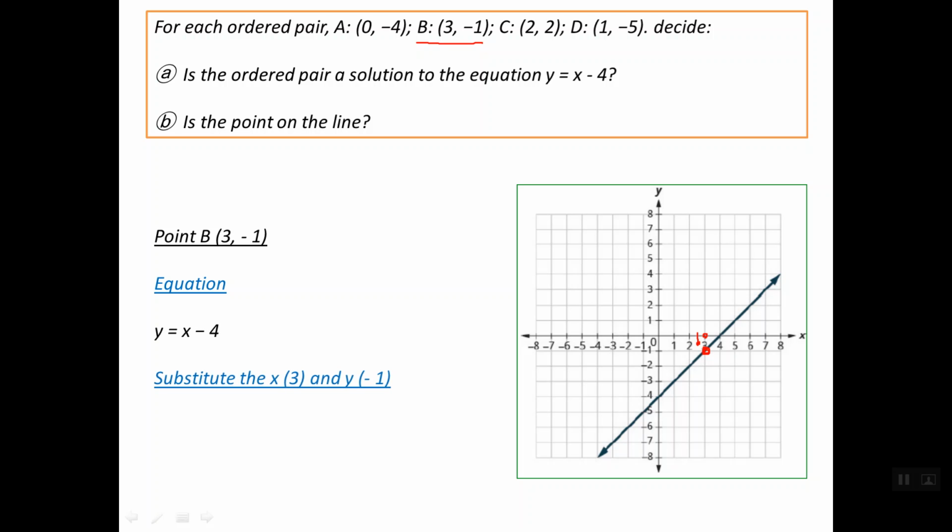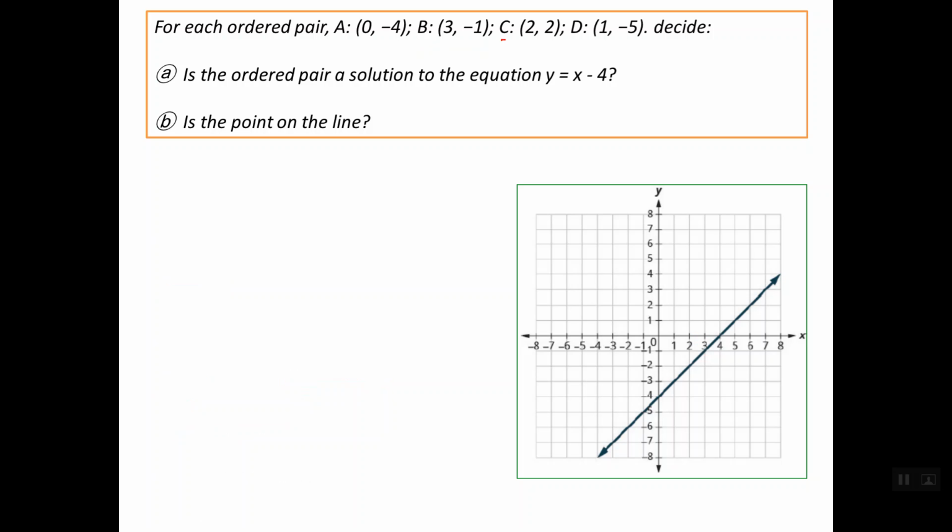So substitute for x equal to 3 and y equal to -1. y, which is -1, equals x minus 4, which is 3 minus 4. We need to check that both the left side and the right side are -1. So we conclude that this point is a solution to the above equation. And because it is a solution for the above equation, it should lie on the line.